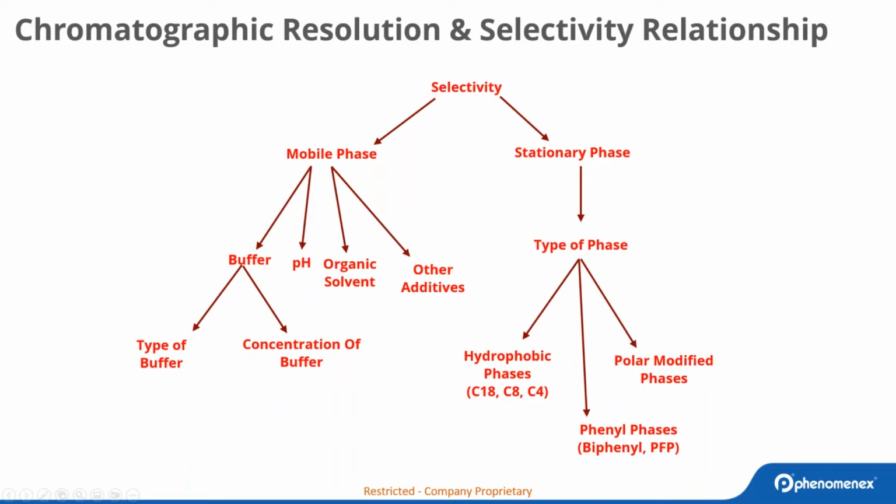So looking at a little tree here, we look at selectivity, and I said that it was based on mobile phase and stationary phase. When we look at stationary phase, this boils down to type of phase: hydrophobic phases, C18, C8, C4, polar modified phases, which we'll talk about later, phenyl phases, biphenyl, PFP. And then you look at the mobile phase part of the selectivity. This comes down to buffer, pH, organic solvents, other additives, the type of buffer, and concentration of the buffer. So there are a lot of different things playing into the overall selectivity of a method.